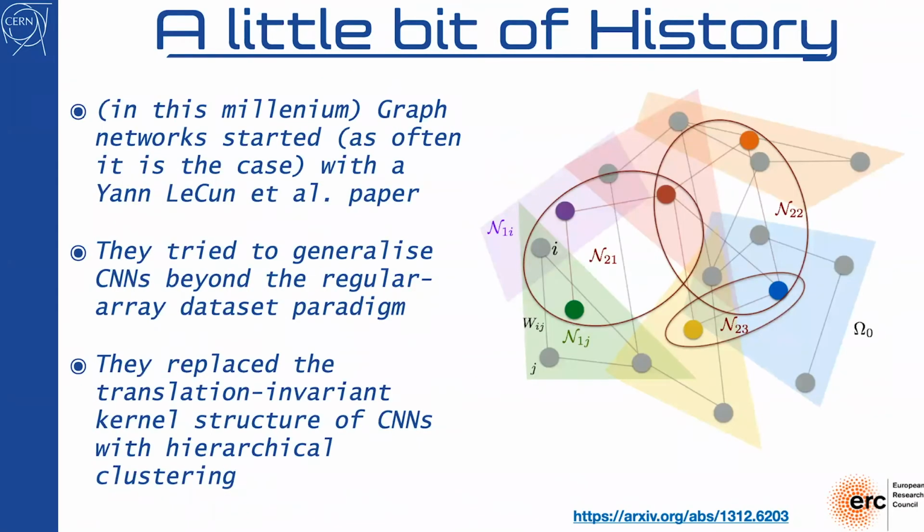Now, a little bit of history, as usual. So this thing started, let's say, 6 or 7 years ago, but it was very, very speculative. It started from Yann LeCun again, the very same guy that invented the convolutional network, who wanted to generalize convolutional networks to irregular arrays. And he came out with this concept of adjacency matrix and so on.